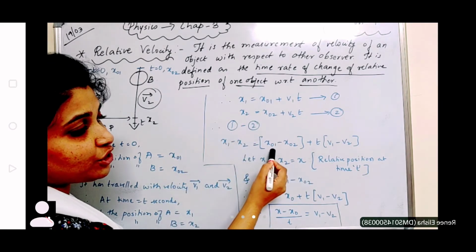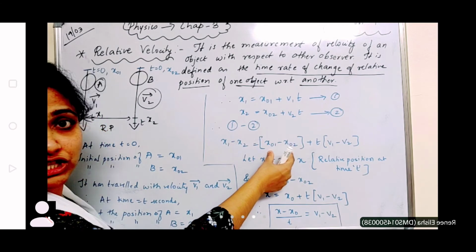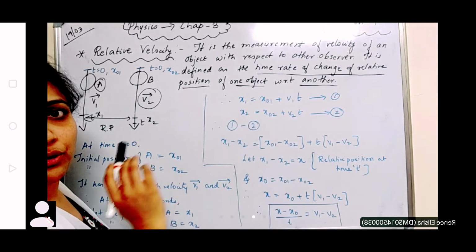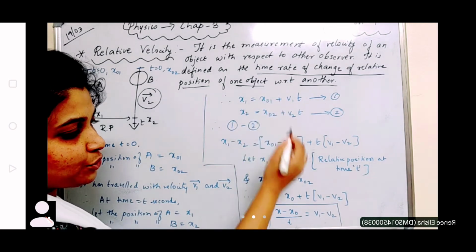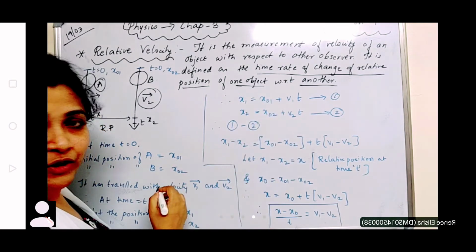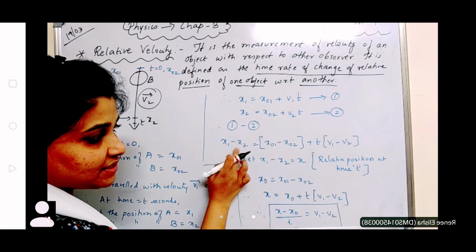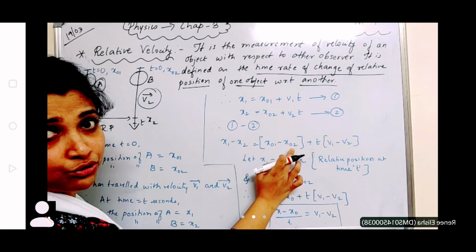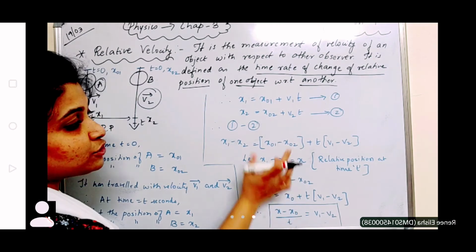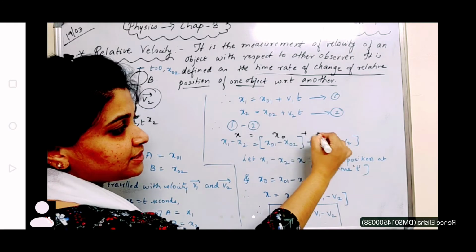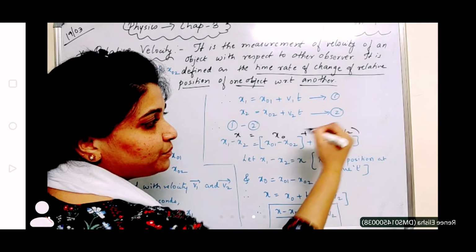Then what about x01 minus x02? Both are initial positions, right? So let me generalize it to x0. Instead of writing x01 and x02, I will directly write x0. So therefore, x1 minus x2 I have taken as x, and x01 minus x02 I have taken as x0. The final equation will become x is equal to x0 plus t into v1 minus v2.